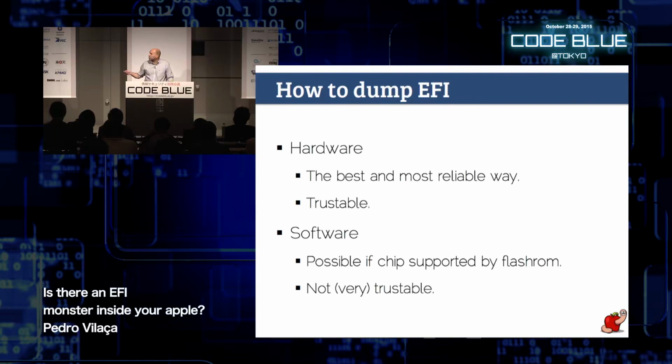For software, you can use some software to talk to the chip. Software is able to talk to the chip, but hopefully I convinced you that this is not very trustable, because if the machine has a rootkit, it can modify your software and tell you, no, there's no rootkit here, you are not looking at anything, everything is okay. So this cannot work. This is good for experiments, but it's not good to chase EFI rootkits.